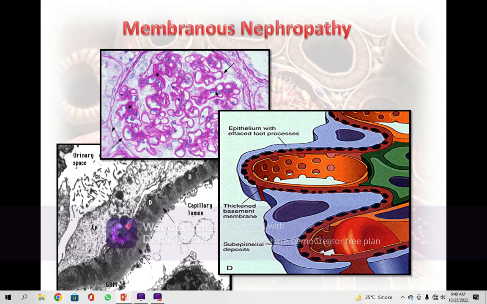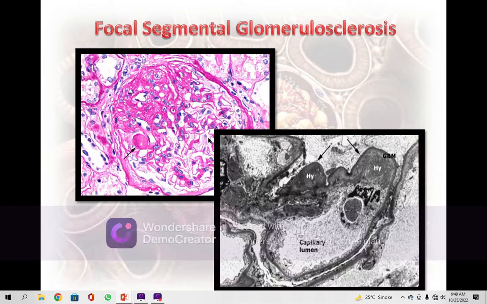In membranous glomerulopathy, what happens is, in the micrographs, you can find the formation of a thickened basement membrane. And this is the diagnostic point, and subepithelial deposits are seen underneath if it is electron micrography. Otherwise, you see that this basement membrane is thickened, as in minimal change nephropathy.